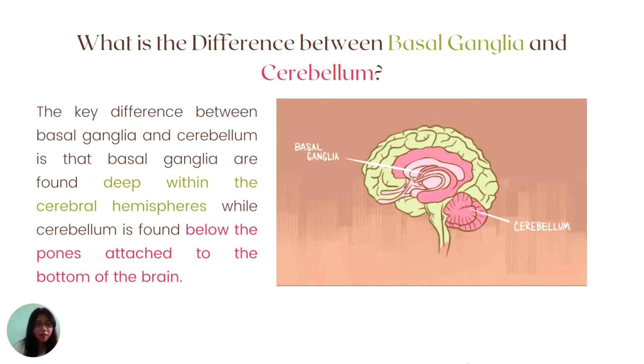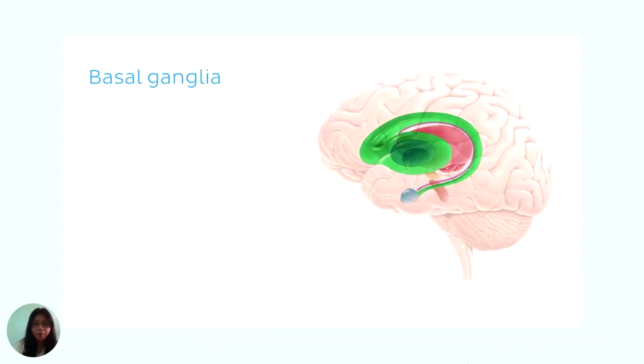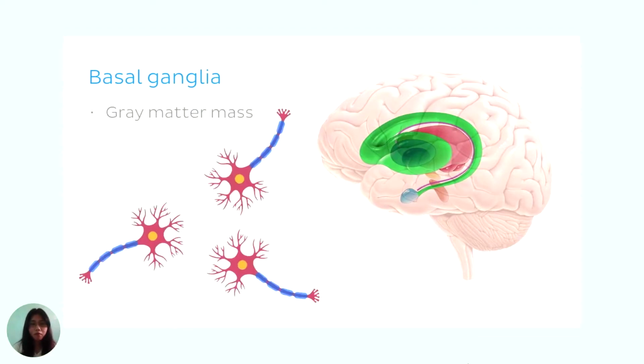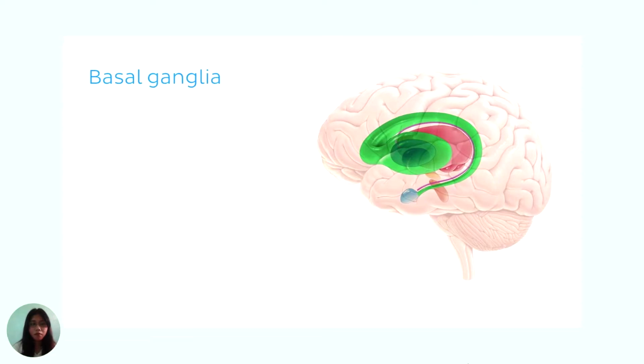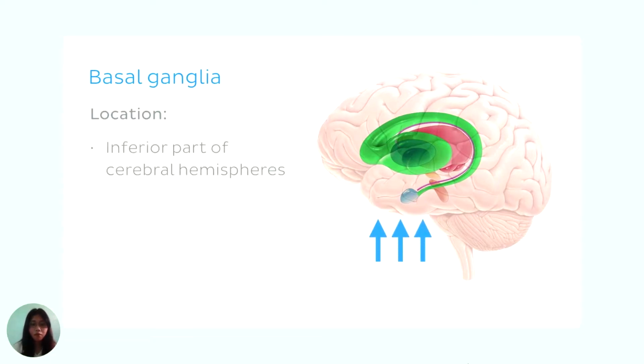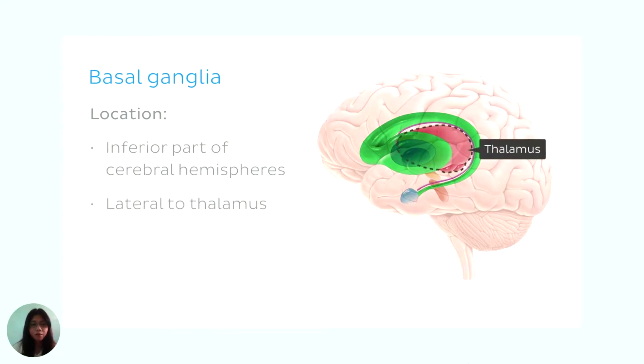So what is the basal ganglia? The word ganglion means a grey matter mass, which as we know is formed by collections of neuronal cell bodies. These masses of grey matter are located deep in the central nervous system, in the inferior part of the cerebral hemispheres, lateral to the thalamus. Now on to the individual elements of the basal ganglia.